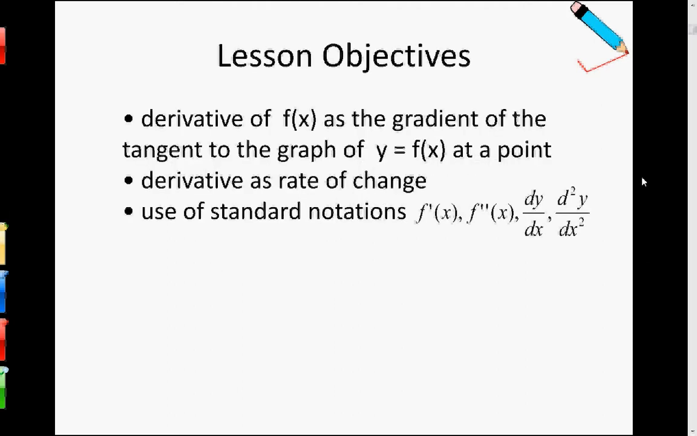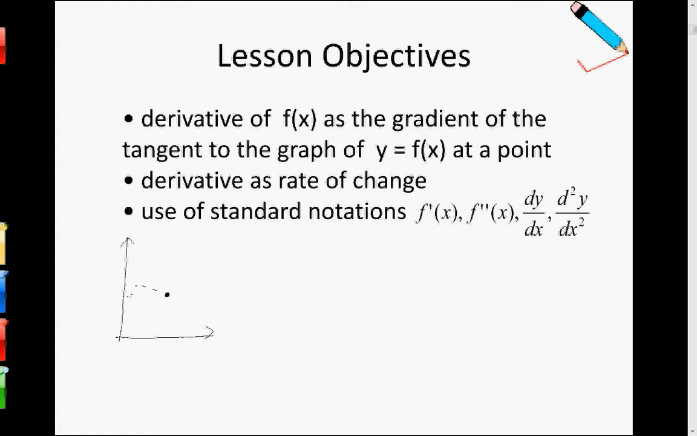What do we have to know after today? We will have to know that the derivative, or what you get after you differentiate a function, is called the derivative of a function f(x). It is actually the gradient of the tangent to the graph y equals f(x) at a certain point, let's say x equals a. Let me illustrate this.